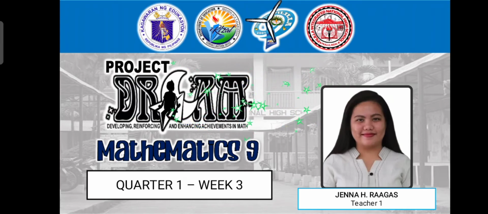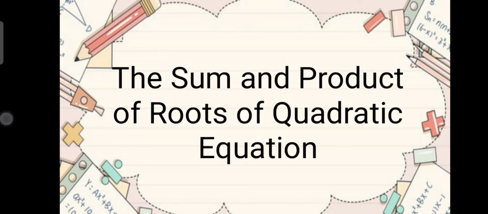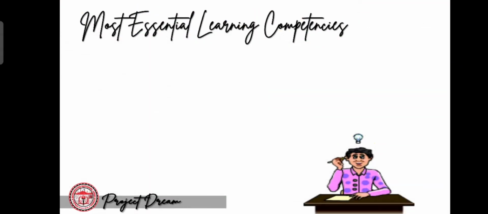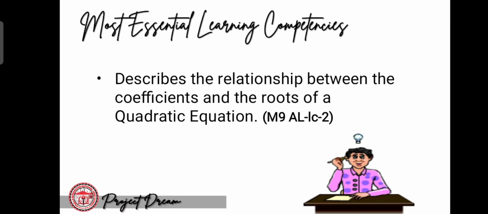In Mathematics 9. Our topic is about the sum and product of roots of a quadratic equation. For the most essential learning competency, we have: describes the relationship between the coefficients and the roots of a quadratic equation.